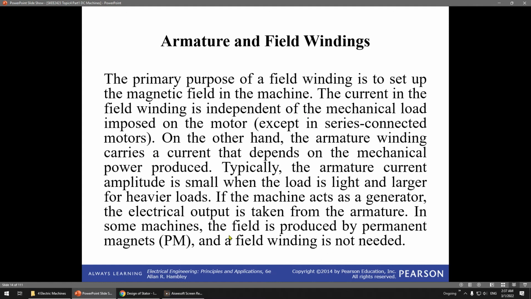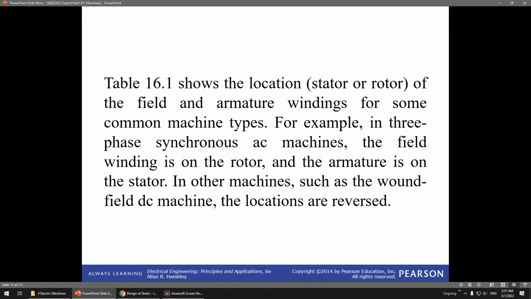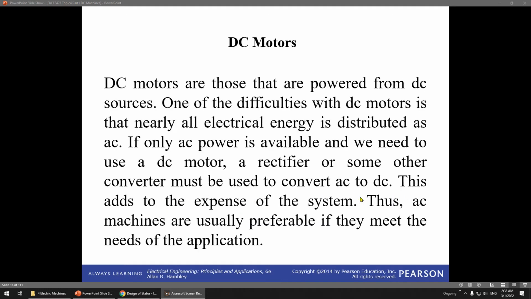Next, you can see here Table 16.1 shows the location of the stator or rotor of the field and armature winding for some common types of machines. For example, in a three-phase AC machine, the field winding is on the rotor and the armature is on the stator. In other machines such as wound field, the locations are reversed.